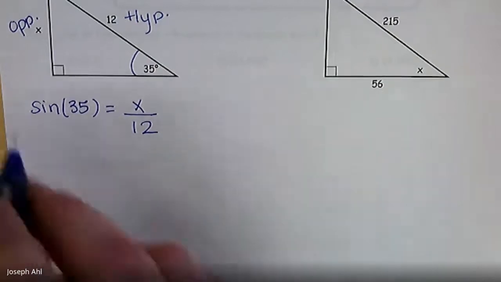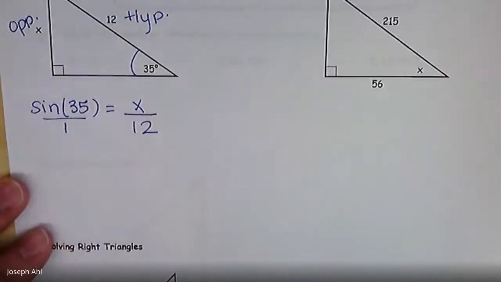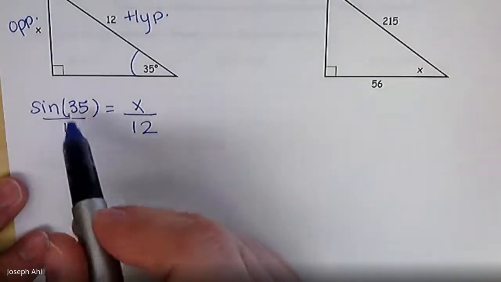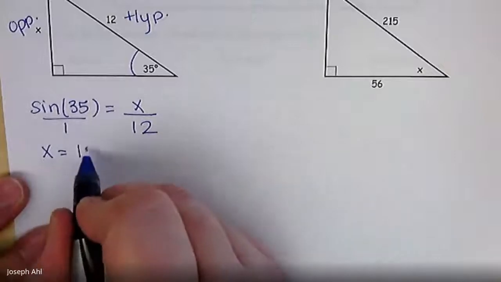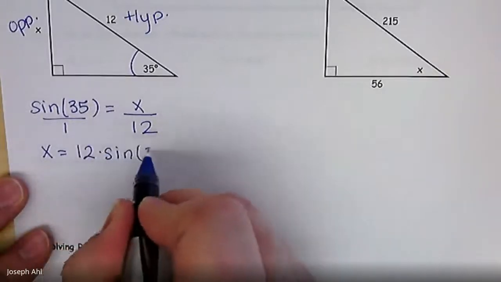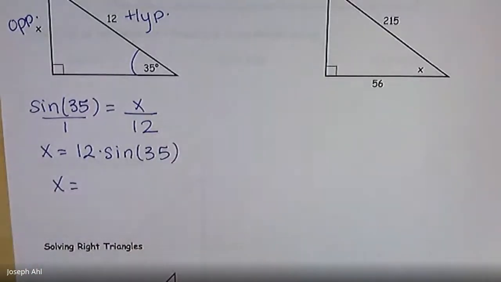So therefore, since sine of 35 is just a value that the calculator knows, it's not a special angle like 30, 45, or 60, but the calculator knows it, we can go ahead and put this over 1 and then think about cross multiplying. X times 1, of course, is x, and then this would be 12 times the sine of 35 degrees.